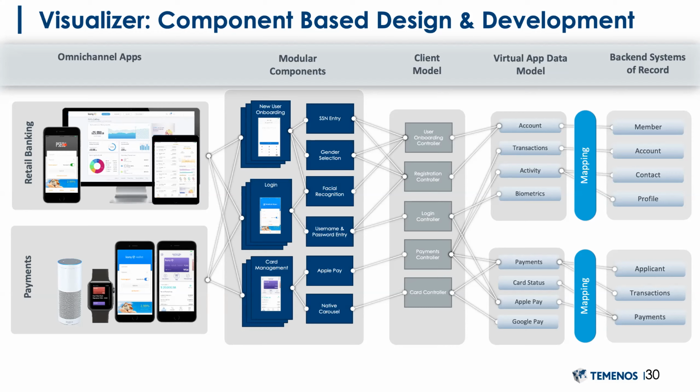All of these components are built using a singular, what we call client model, which uses the same virtual app data model, which is then mapped to the backend systems of record, whether that's the Temenos Transact core banking, other core banking systems, card management, loan origination, et cetera.